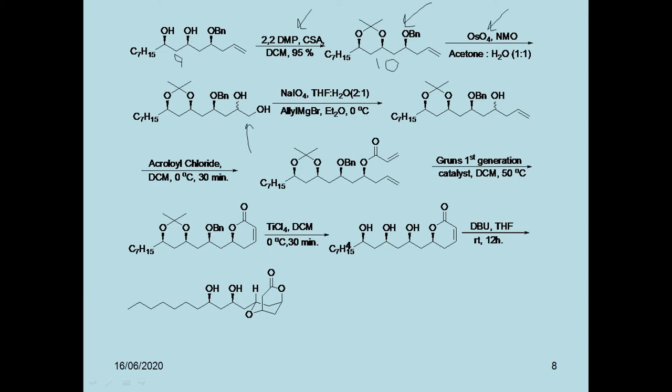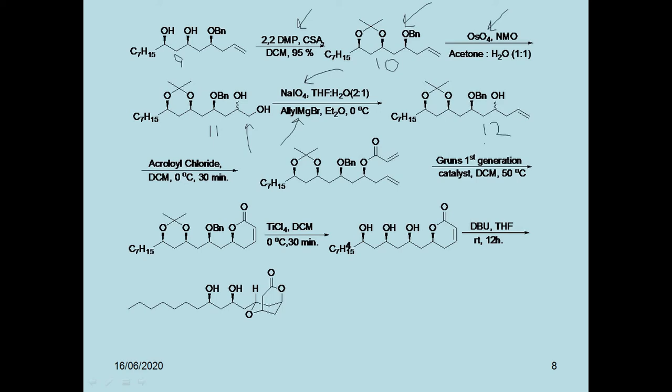So followed by, you are getting diol. In general, if you subject a diol to sodium periodate cleavage, the diol is converted into an aldehyde. Then if you add Grignard, allyl magnesium bromide, the aldehyde is converted into an alcohol.